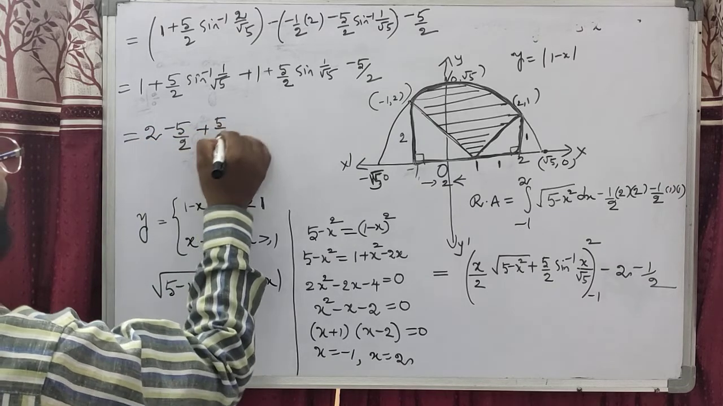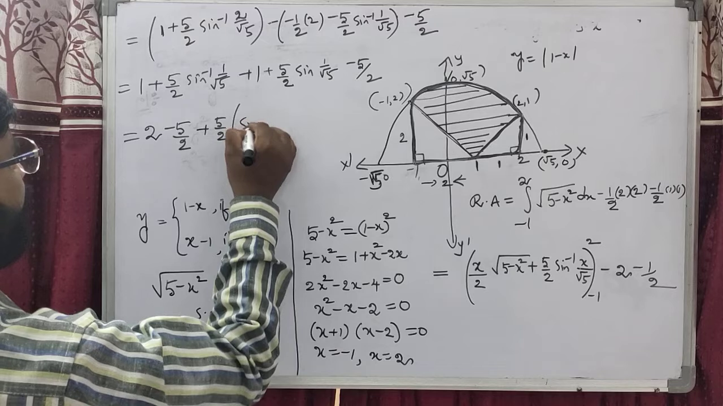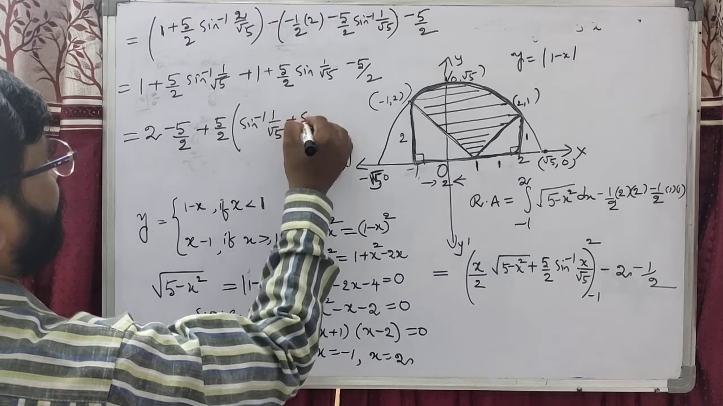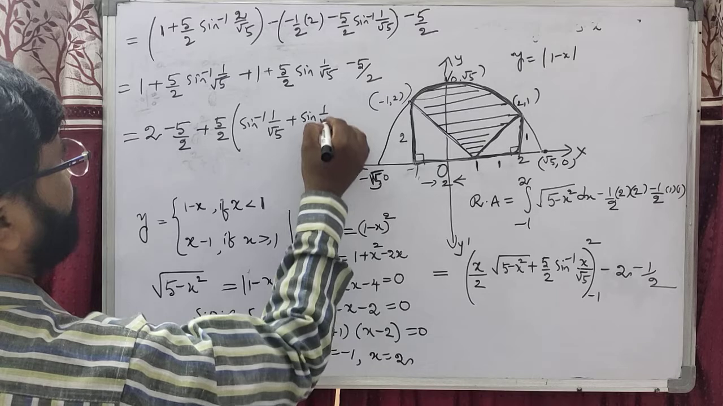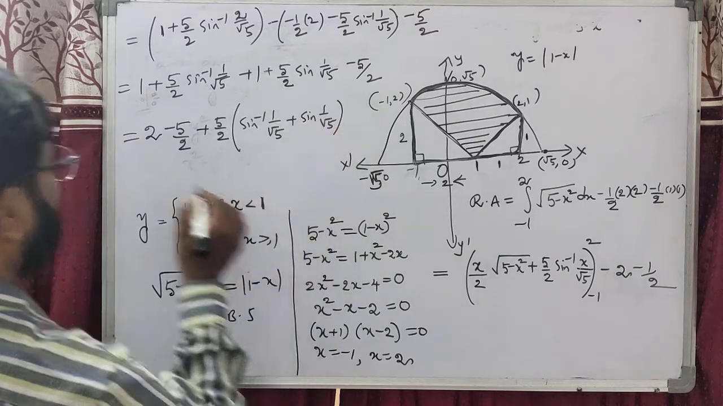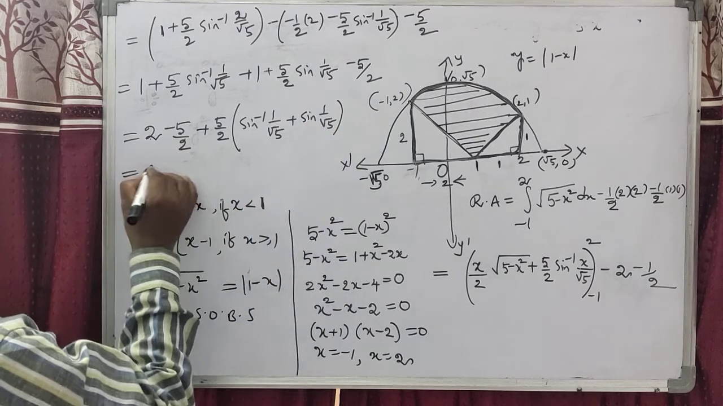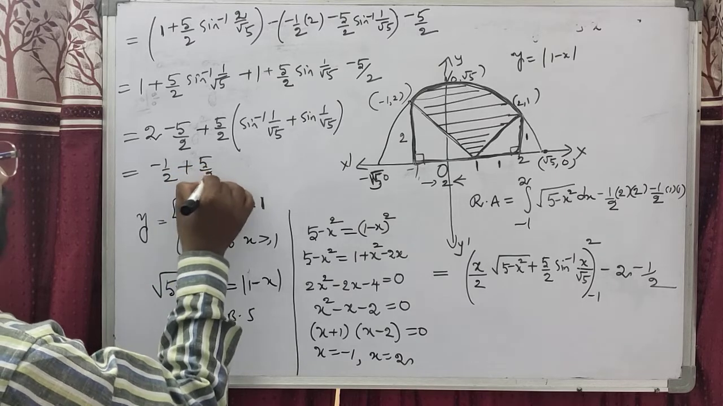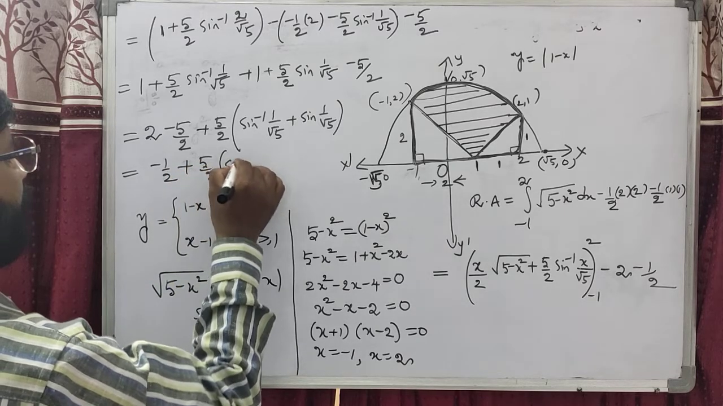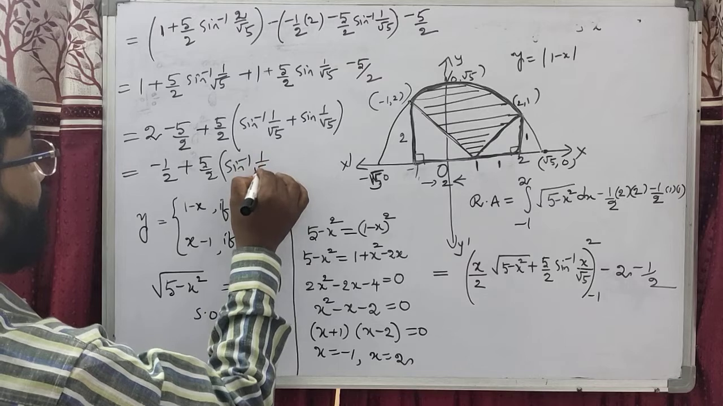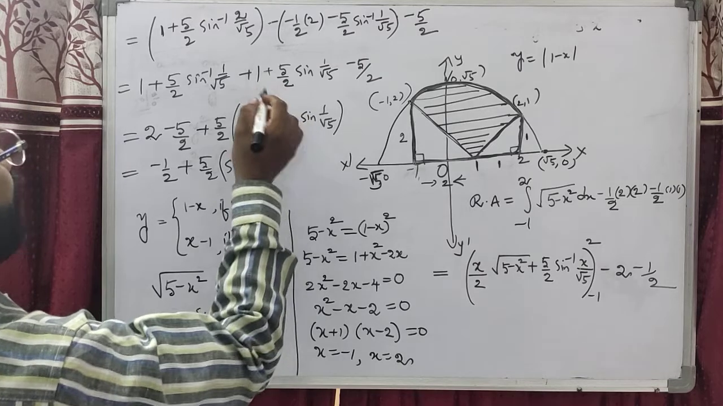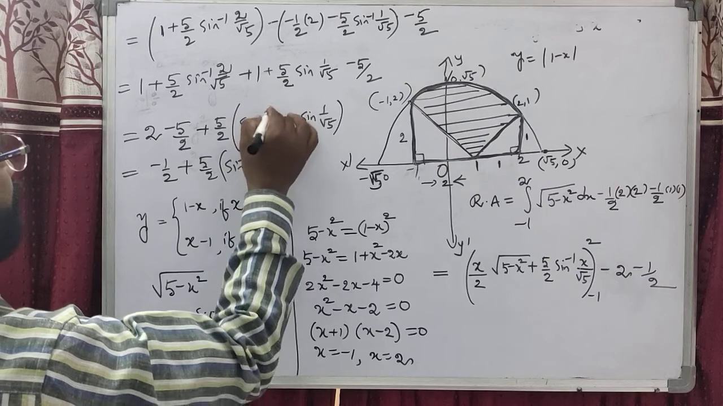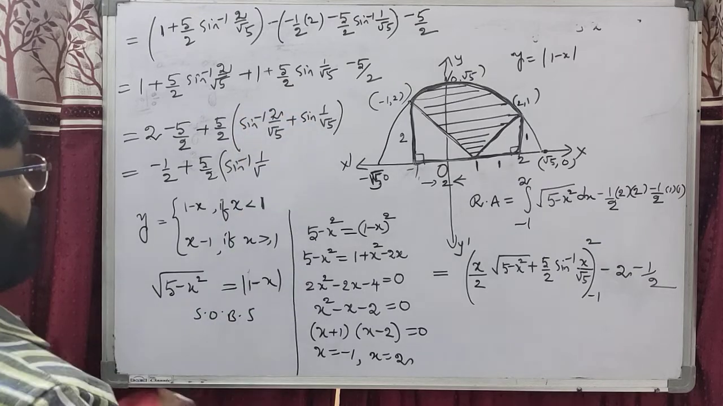Now we are taking the 5 by 2 as common. Sine inverse of 2 by root 5 plus sine inverse of 1 by root 5. Dear students, 4 minus 1, this is the minus 1 by 2 plus 5 by 2, sine inverse of 2 by root 5. Sorry students, again I wrote y. This is the 2, this is the 2.